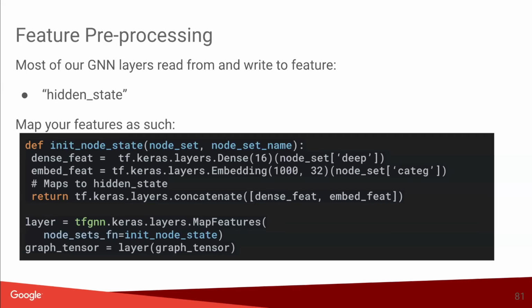And here you can see an example of a callback to initialize the node sets. The callback applies a linear transformation for one of the features, and for the other categorical feature, it's learning an embedding. Then it concatenates them and returns the tensor back. The return value from the callback function can be just a tensor or a dictionary of tensors. When the callback function returns just a tensor value, it will be mapped to the feature named hidden state. And this is the default feature name TF-GNN Keras layers read from and write to.